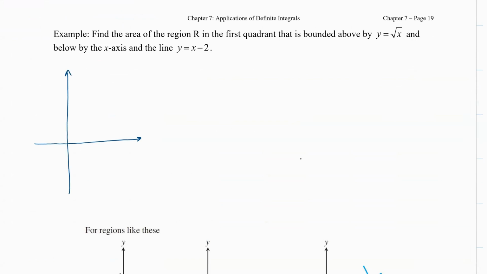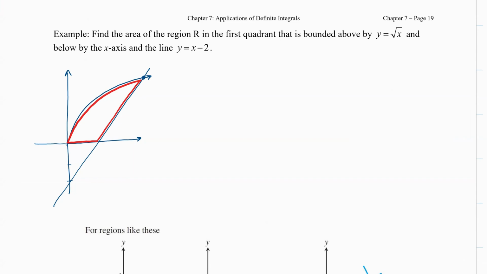For example, let R be the region in the first quadrant bounded by y equals x squared or square root of x, which looks kind of like this, and below by the x-axis and the line y equals x minus 2. If I go down 2, it goes up here, crosses there. And so the boundary of the region that we're talking about kind of looks like that, right? Strictly speaking, there's not a lower curve all the way through.